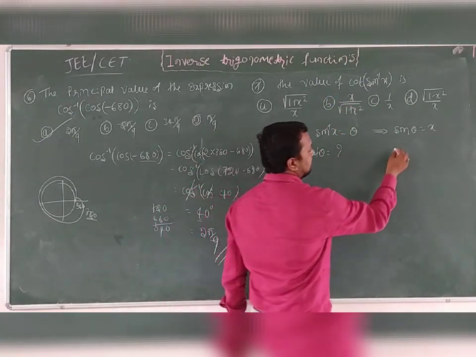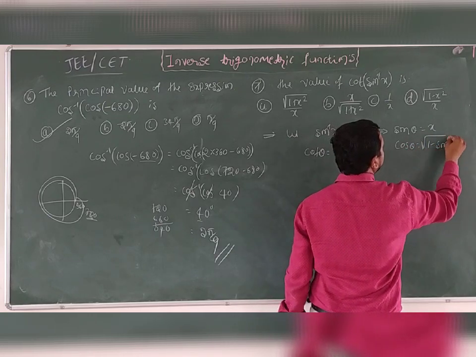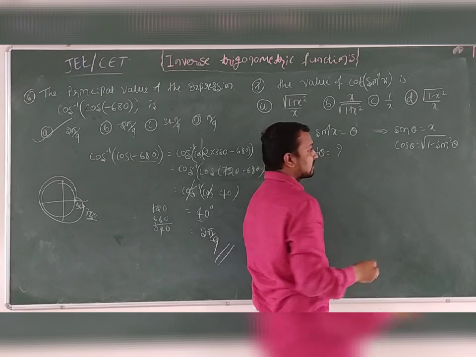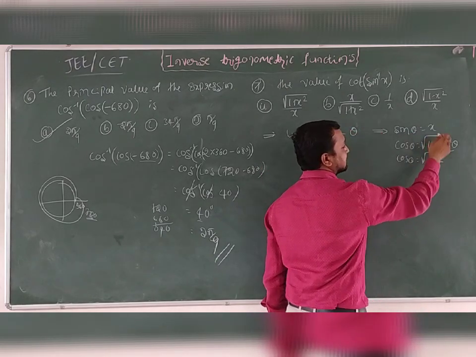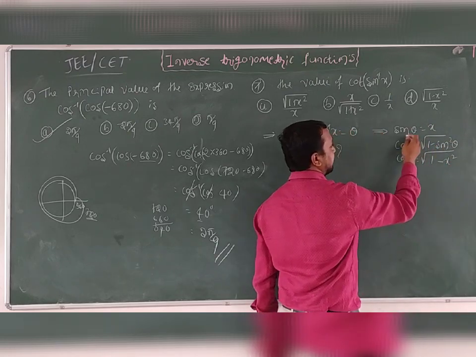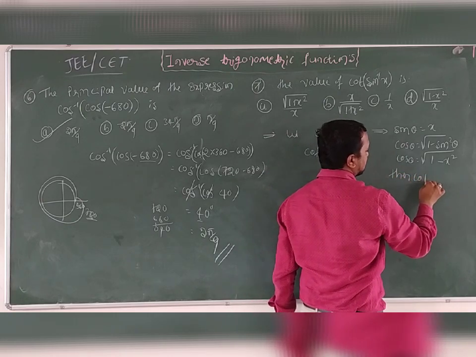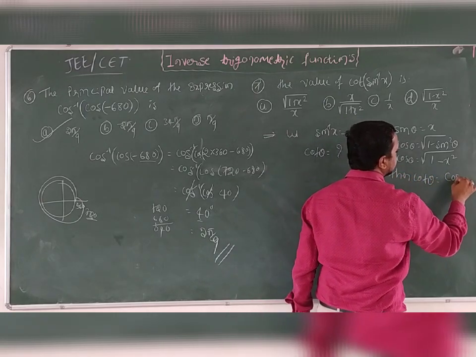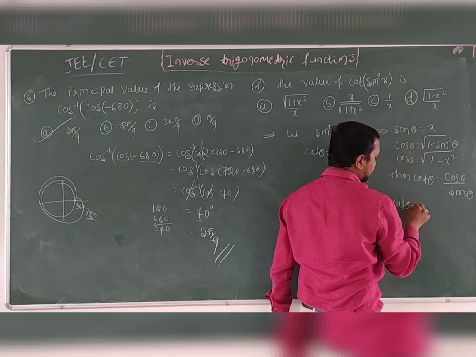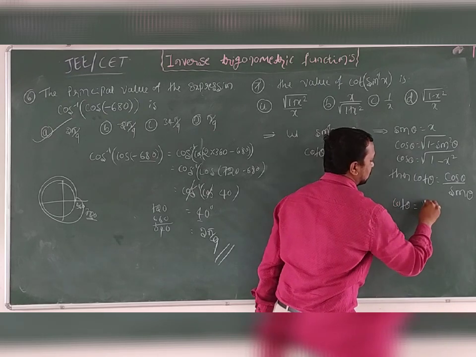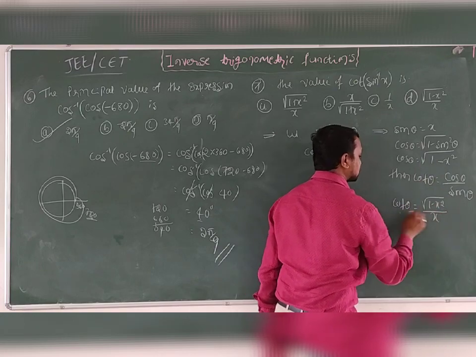Okay. So here, cos theta is equal to root of 1 minus sin square theta. So cos theta is equal to root of 1 minus x square, since sin theta is x and sin square theta is x square. Then cot theta is equal to cos theta divided by sin theta. Cos theta is root of 1 minus x square, divided by sin theta, which is x. So this is the answer.